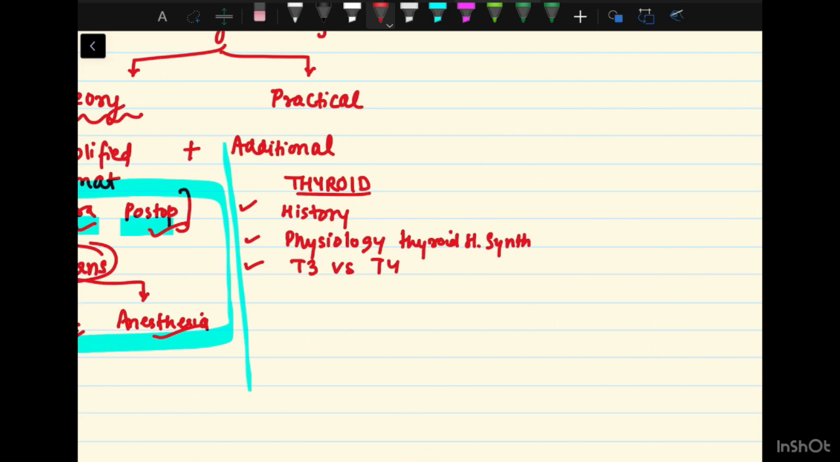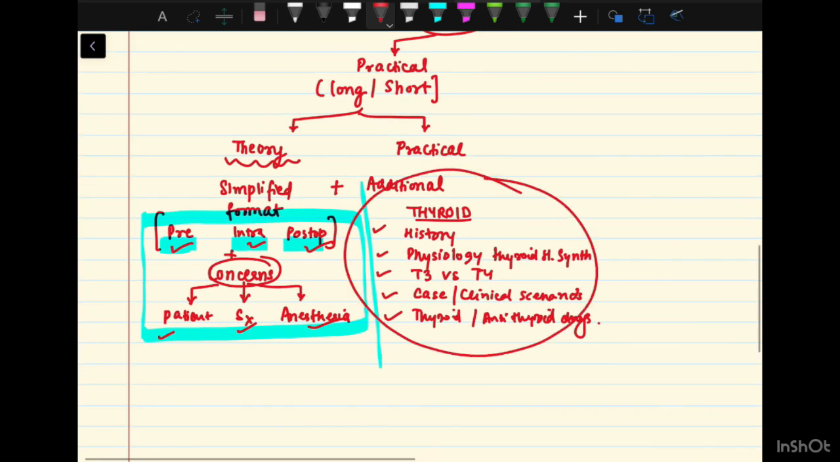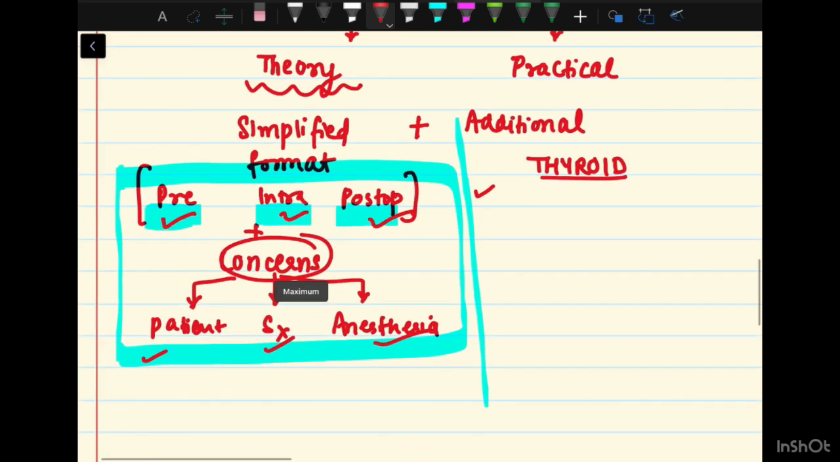Then they may ask you the difference between T3 and T4, right? They can give you different cases or clinical scenarios. They may ask you about the thyroid or the anti-thyroid drugs. You can see there's no end to these additional questions, and these additional questions are the ones which make a practical exam difficult, because you don't know in what sequence the examiner is going to go.